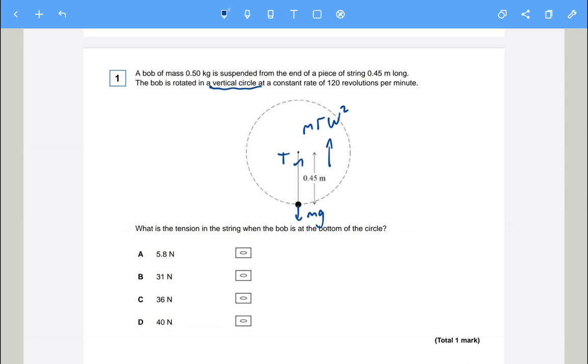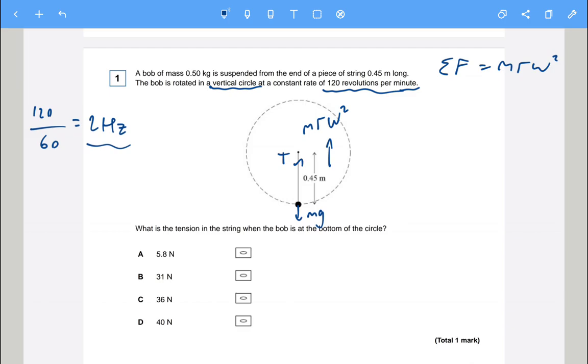So to answer a question like this, we need to do the sum of the forces is equal to the centripetal force, which could be mv squared over r, or in this case mr omega squared. And remember, omega is the angular velocity or the angular frequency, and it's measured in hertz or cycles per second or revolutions per second. Now in this question we've got 120 revolutions per minute, so we can get that into seconds by dividing by 60. So 120 revolutions divided by 60 gives us 2 cycles per second, or 2 hertz.